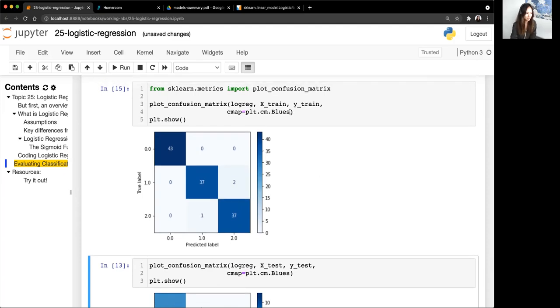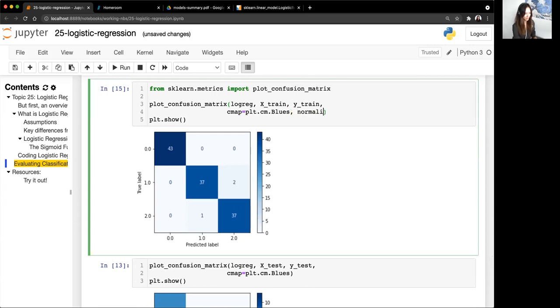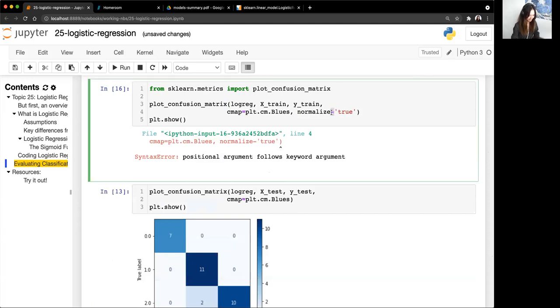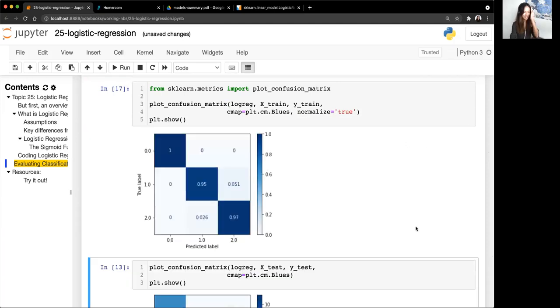So we can see here when I do normalize equal to true, which some people like to see. I think it's kind of a personal preference. Okay, normalize equal to true takes it and normalizes it per row. So this is just saying that out of all of the actually species 1 points, 95% of them were correctly predicted. 0.051 were incorrectly predicted as species 2, and same for here. So the values across each row will add up to 1. So that's one way to read it.